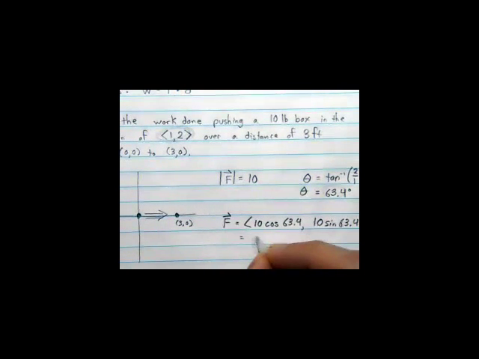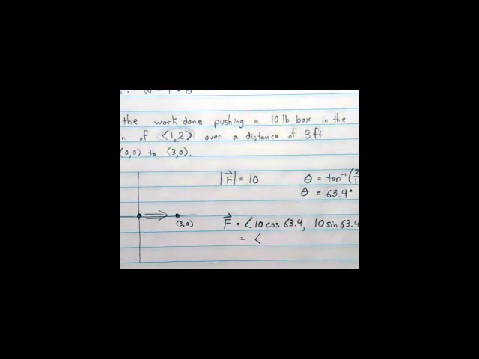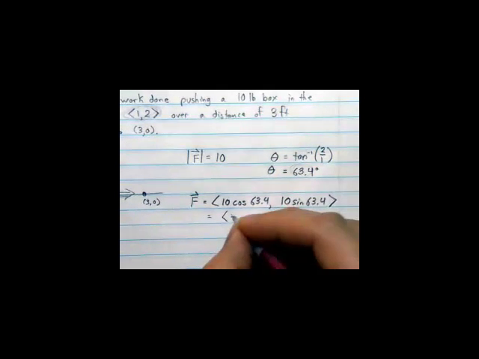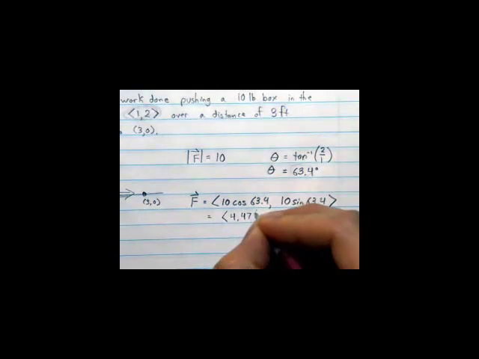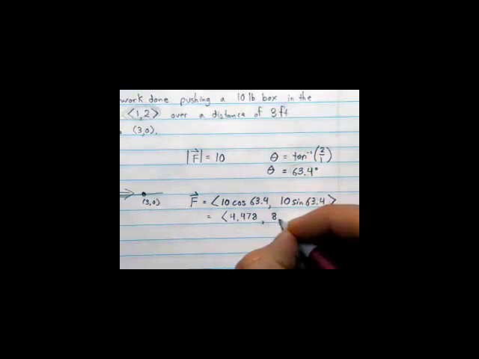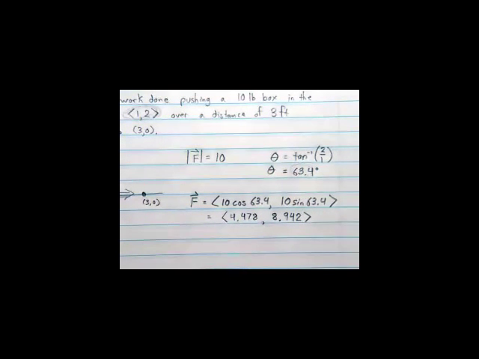Let's work that out real quick. 10 cosine of 63.4 is 4.478, it looks like. And 10 sine of 63.4 is 8.942. Okay. So there's your force vector.